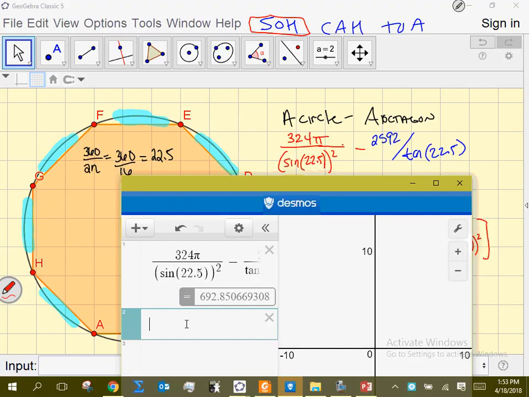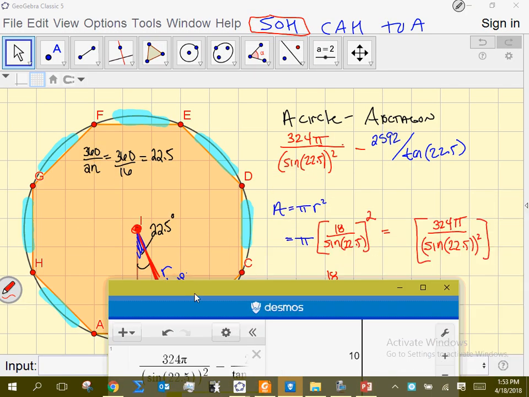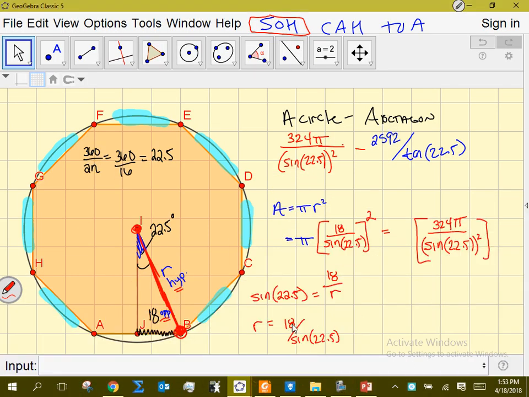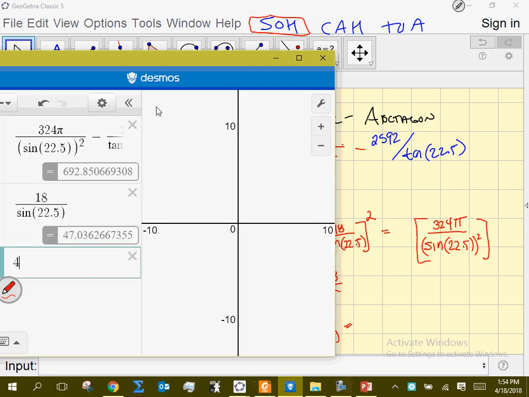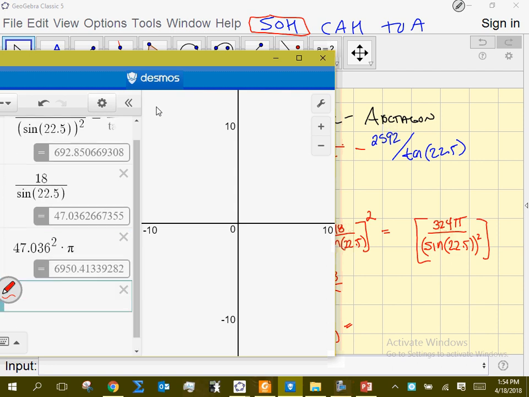Okay. Now, I'm assuming that maybe some of us didn't do that. Some of us probably said, right here, when I found R, maybe you took 18 divided by sine of 22.5 and said, okay, 47.036 is my R value. And then you squared that, and then you multiplied that by pi. Would you guys agree that some of us maybe did that? Okay, so there's the area of my circle.